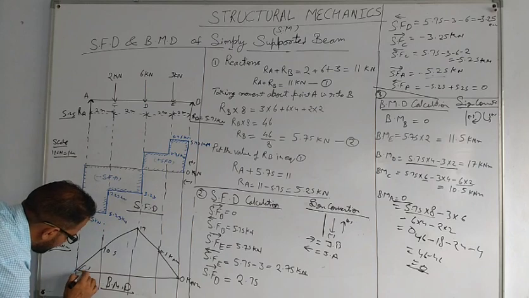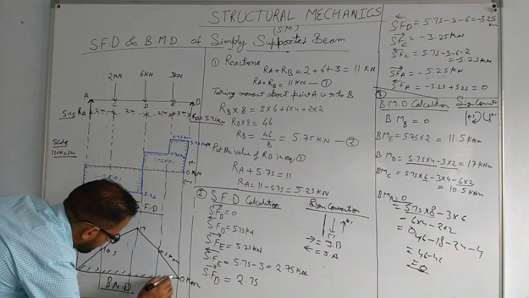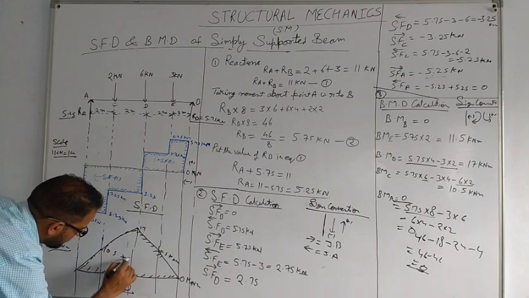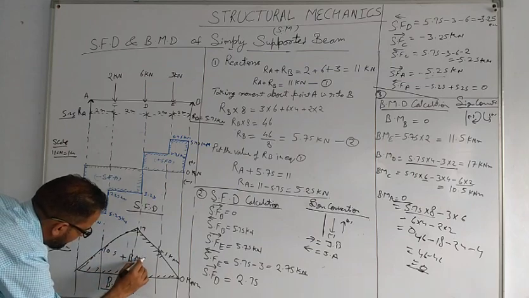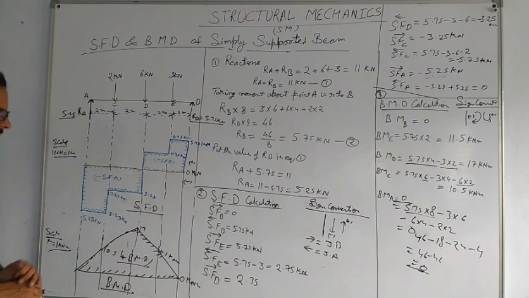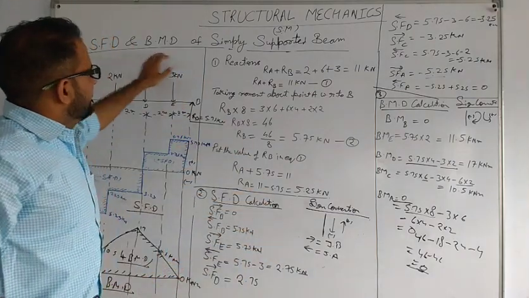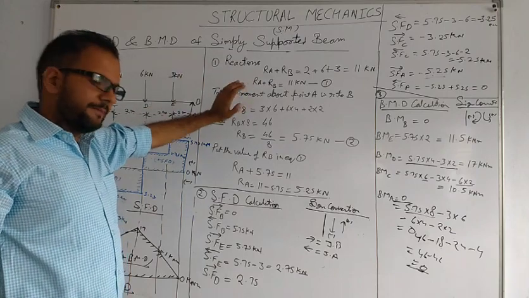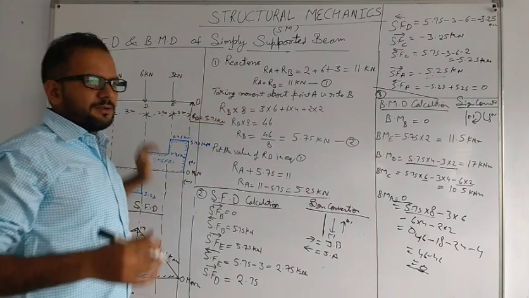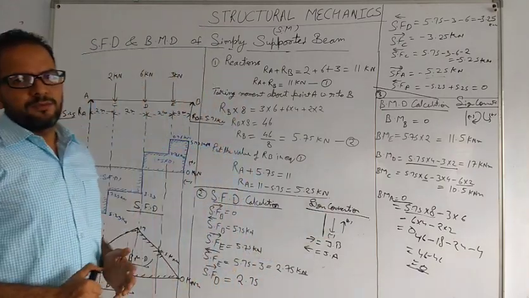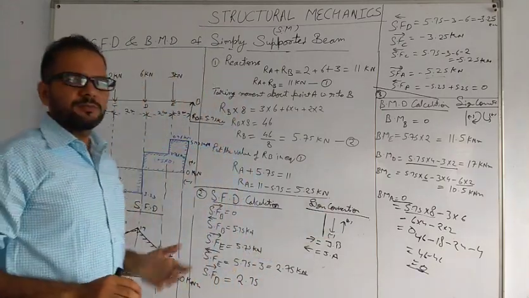We will show it this way. This is positive. So guys, this is the shear force and bending moment diagram of a simply supported beam with point loads. Further, we will discuss the UDL load and some other load combinations for cantilever, simply supported beam, and overhang beam also.